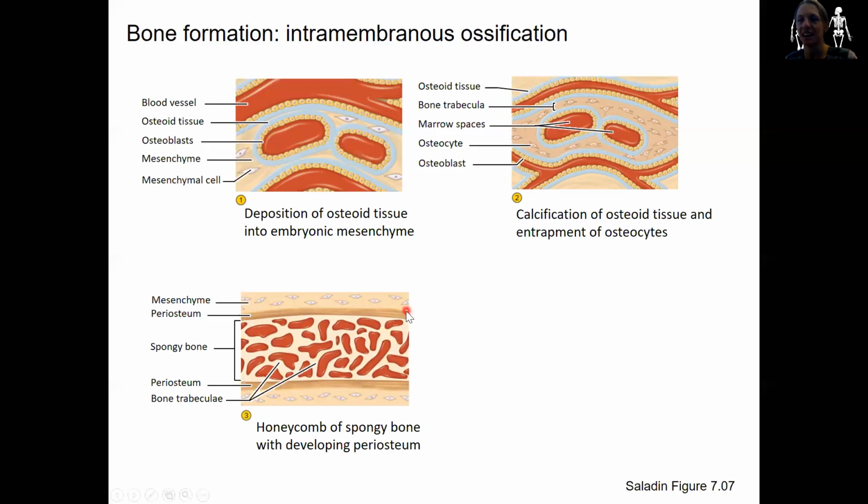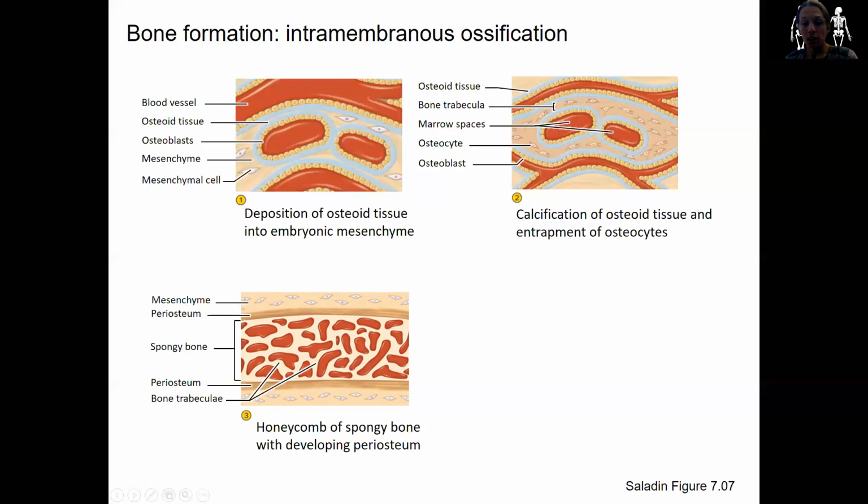Oh, that's a fun thing to say. Mesenchyme forms the periosteum. Remember, mesenchyme is a precursor to many connective tissue types. So it can differentiate into fibroblasts that make this dense connective tissue that surrounds the bone, the periosteum, the fibrous lining of bone. In here, we've got calcified trabeculae. That is our spongy bone. We now have a honeycomb of spongy bone in the middle here.